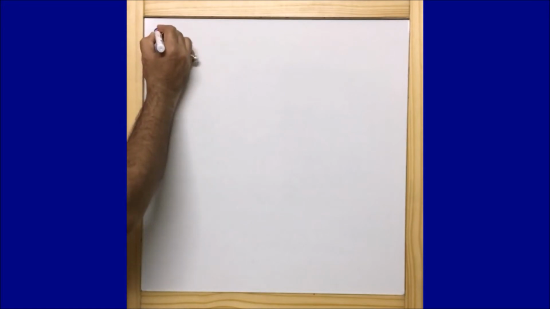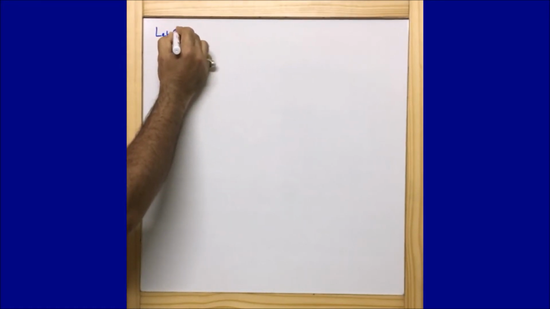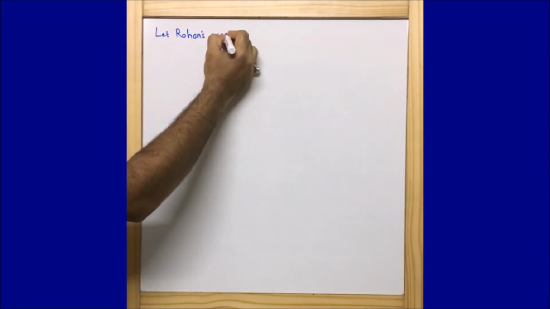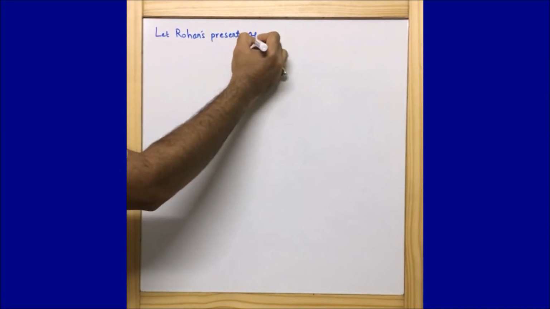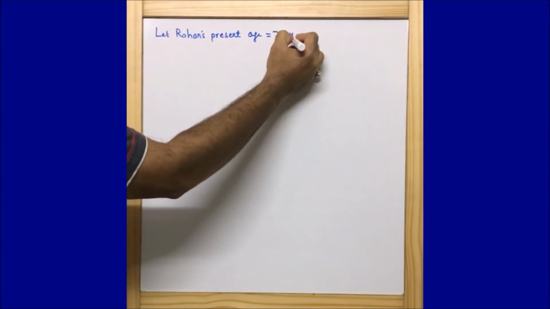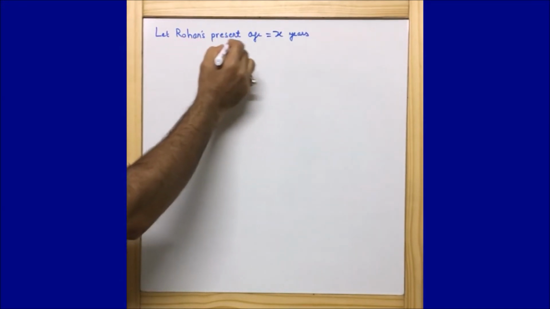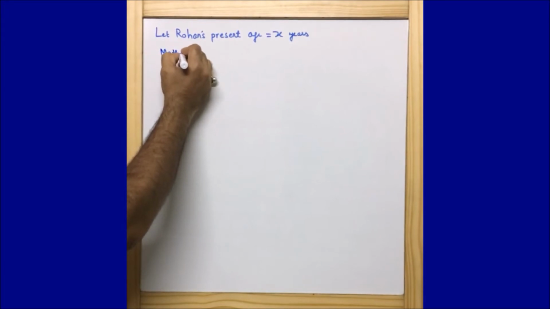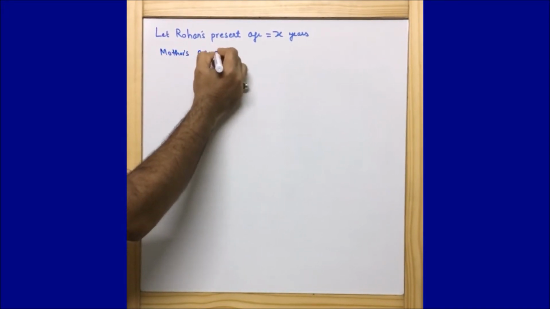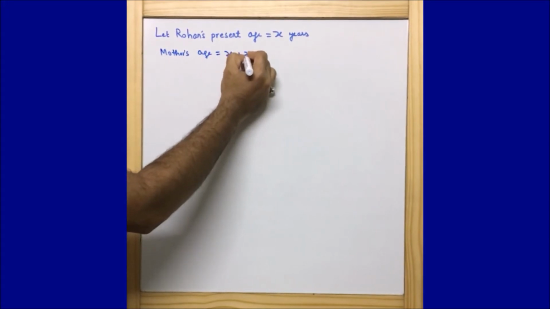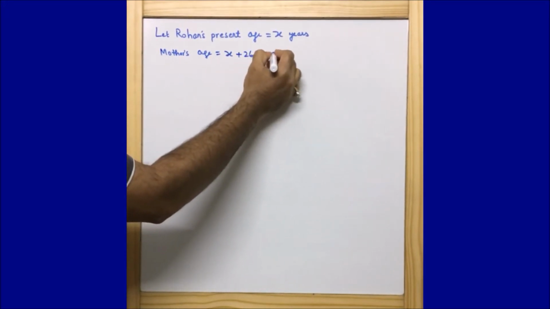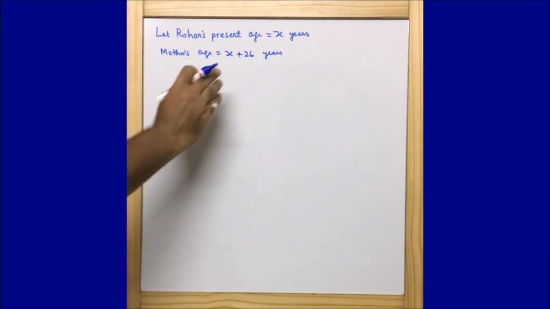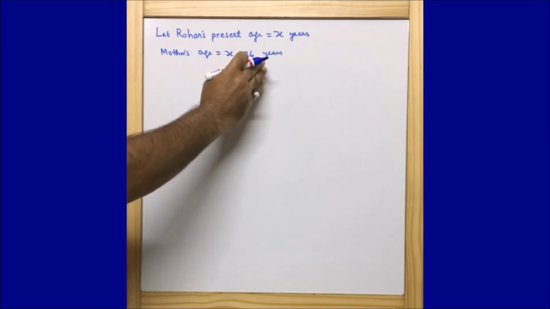We can write, let Rohan's present age be equal to x years. So if Rohan's present age is equal to x years, then Rohan's mother's age will be equal to x plus 26 years. Okay, because as per the question, Rohan's mother is 26 years older than him. If Rohan's age is x years, Rohan's mother's age will be x plus 26 years.